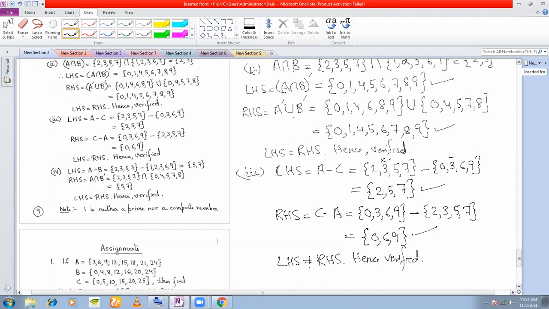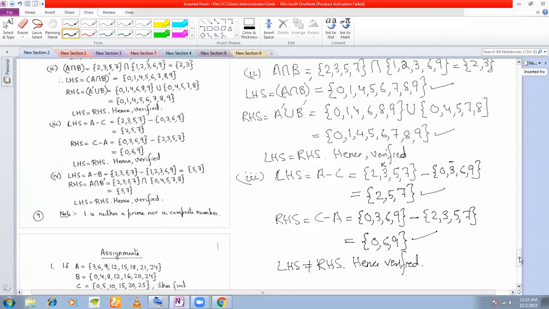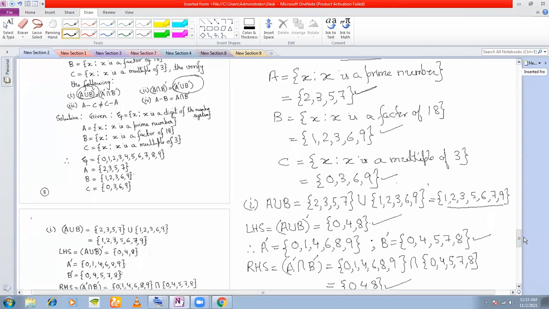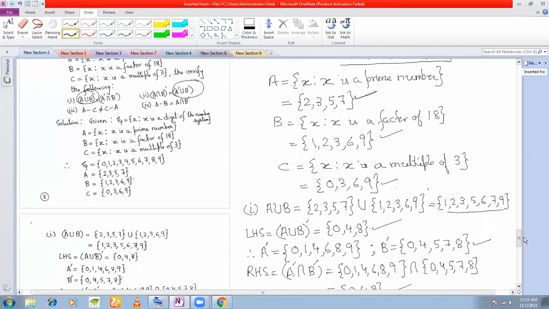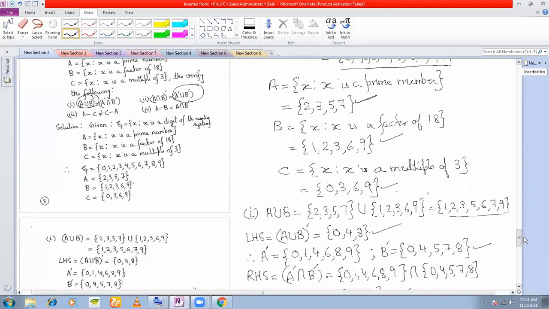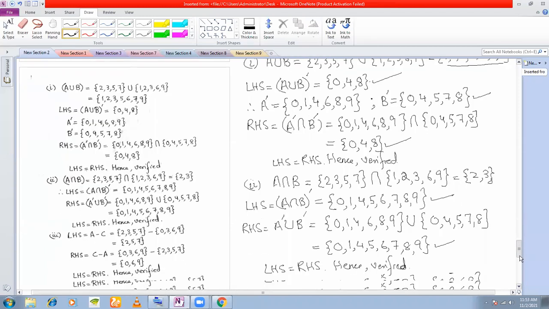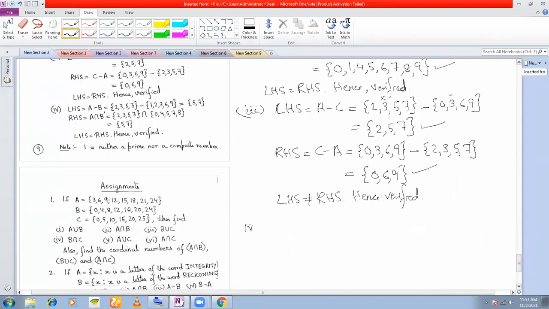Okay. So this is the way you will be doing all your verification questions. Fine. We move on to the fourth one. The fourth one here is, verify that A minus B is equal to A intersection B complement. Okay. So first let us find out A minus B.